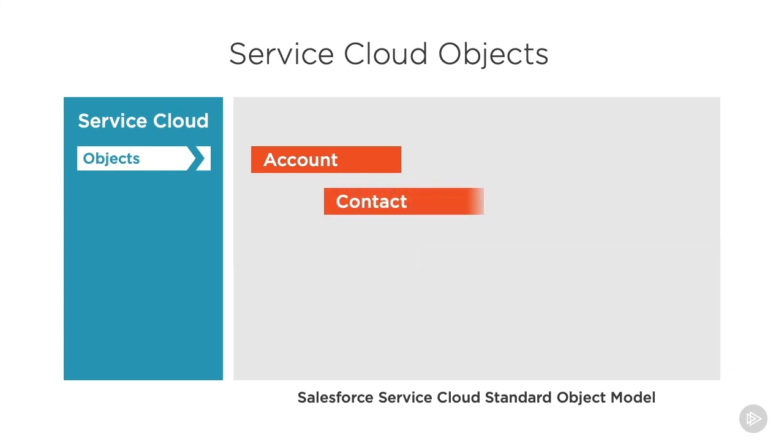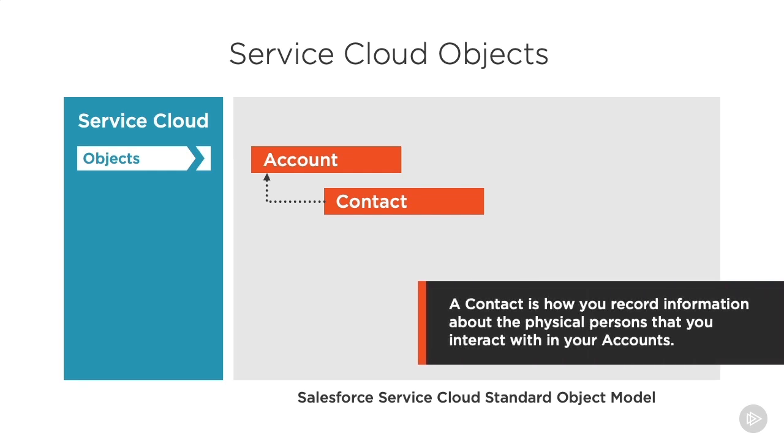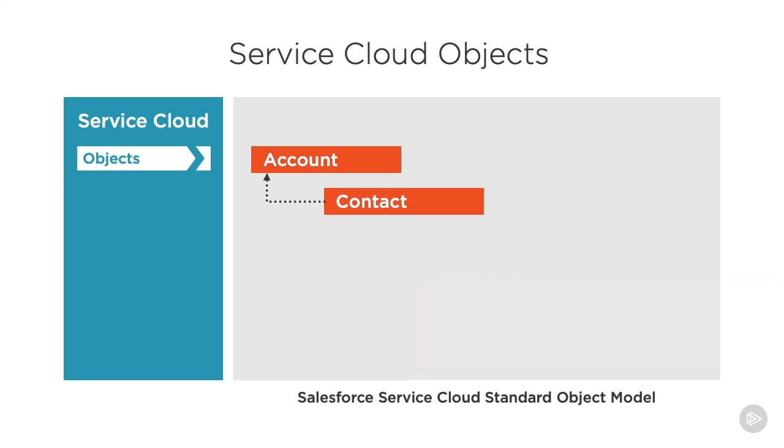To accounts, we link one or multiple contacts. A contact is how you record information about the physical persons that you interact with in your account. For example, those could be stakeholders in an account you work with or end users in a company that you have to support. Those people may have questions about how to use your product or service.